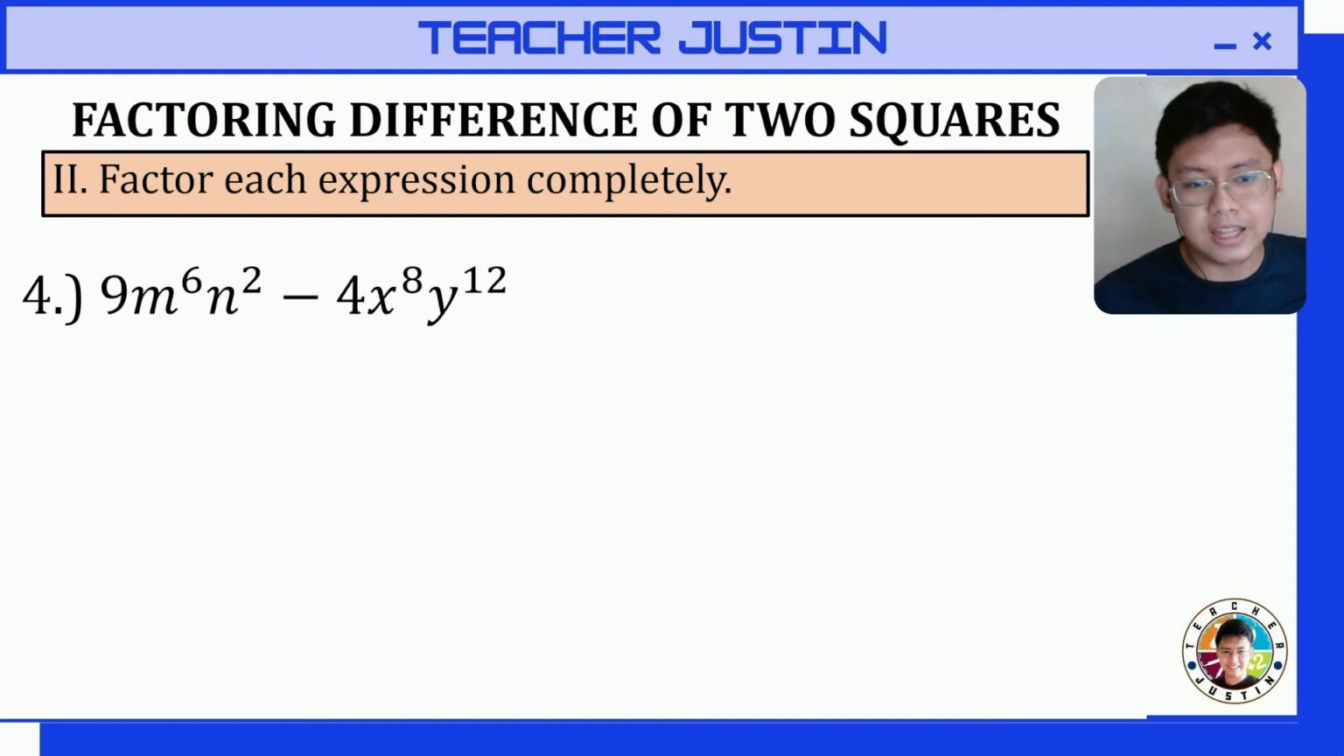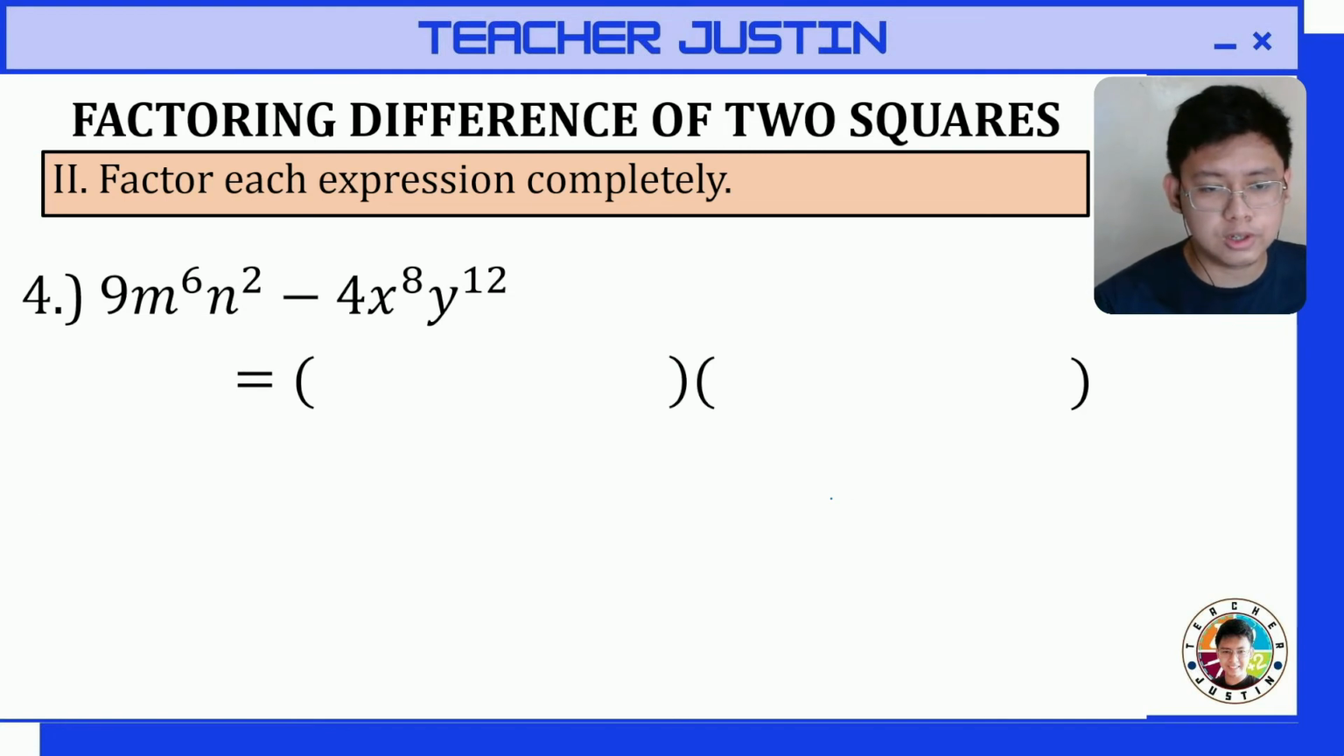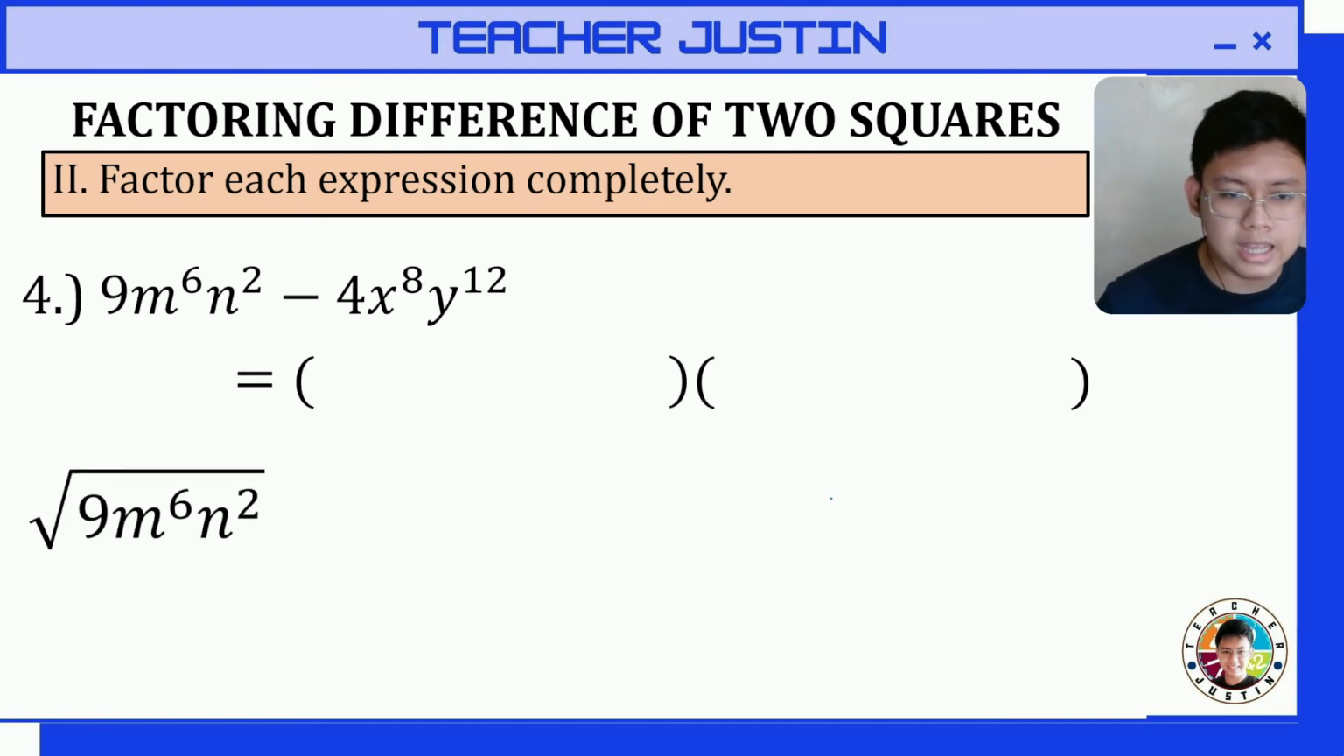So let's get the factors of 9m raised to 6 n squared minus 4x raised to 8y raised to 12. Okay, so since they are difference of two squares, ang gagawin natin is our first step, which is to prepare our two groups. Then, let's get the square root of the first term. So, yung square root of 9m raised to 6 n raised to 2.